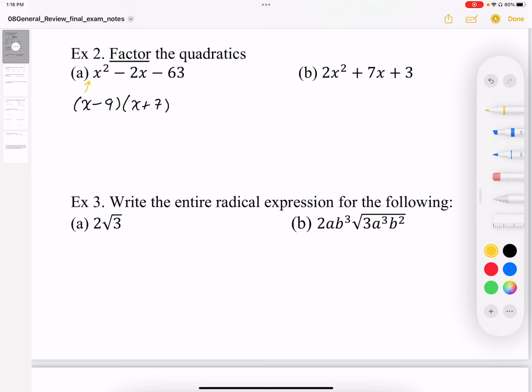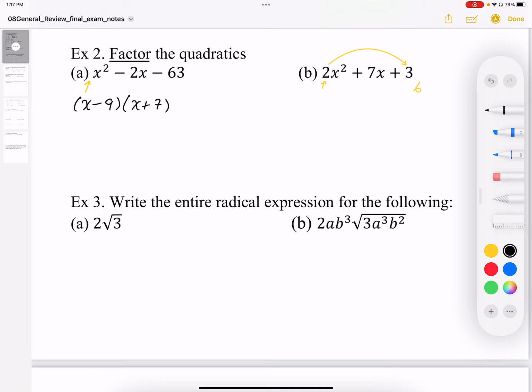So for B, we have a leading coefficient, so that's important to note. We have this leading coefficient of 2. There's no common factors, so we can't factor that out. So the first thing that we're going to do is multiply the first times the last. So we're going to get the 6.